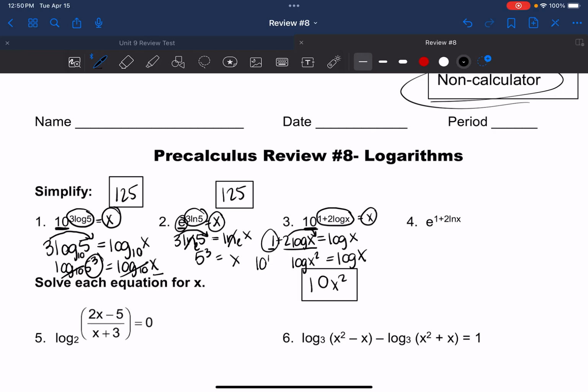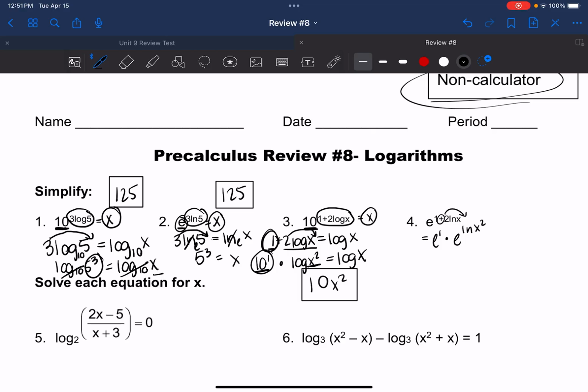All right, for number 4, same thing. So kind of like I did my 1 really meant 10 to the first, I'm going to have e to the first. And then with our exponents, remember that addition means multiplication, just like over here. I kind of changed to multiplication. That's how I had 10 times x squared there. So I'll have times e to the ln of x squared. I'm going to take that 2 and make it an exponent.